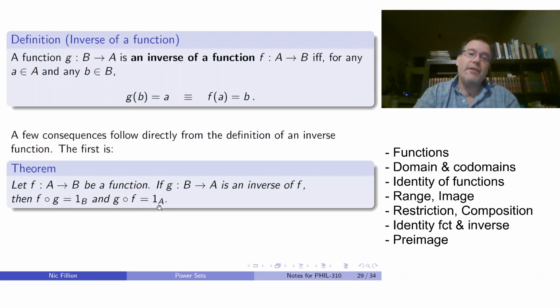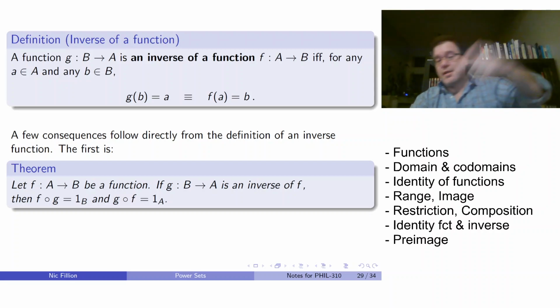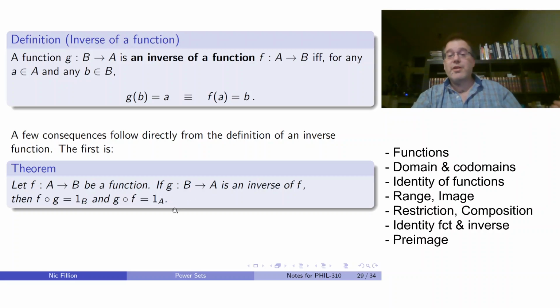And similarly, if we start with an element of A, we apply F to it, it gives us an element of B. Then we apply G to it, it gives us an element of A, and it returns to the same object. So applying G after F amounts to the do nothing function. So that means G undoes what F does. Okay, so that's the first thing to notice.